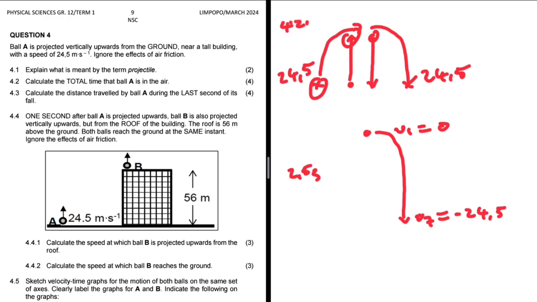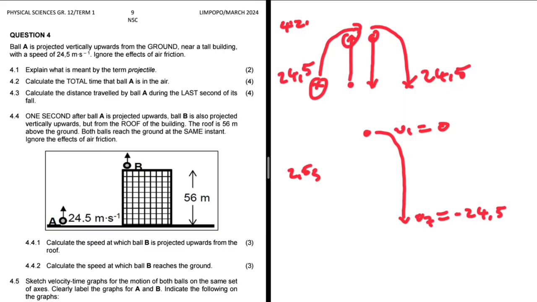So how can we calculate the distance traveled by the object in the last second? There's two things we can do. We can calculate the velocity 1 second before it strikes the ground, and then we would be able to calculate the distance traveled by the object in the last second. Let me show you what I'm talking about.